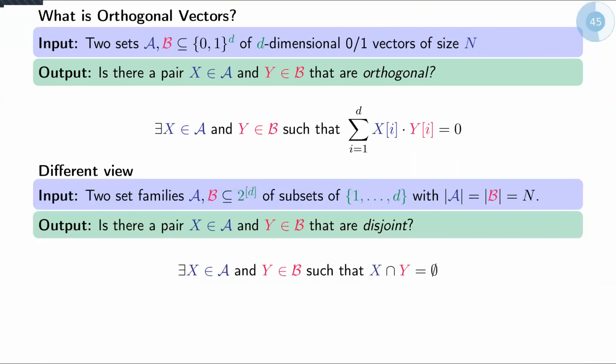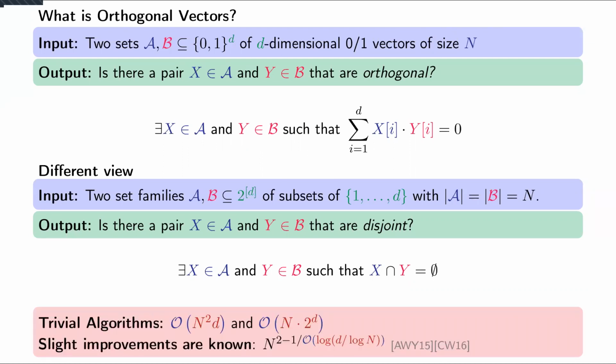You can think about this as a set intersection problem. You are given two families of subsets of a universe, and the goal is to find two sets that are disjoint. The two known trivial algorithms for this problem are the quadratic time one, where you enumerate all the sets in A and all the sets in B, or an algorithm that is exponential in the universe size but linear in n. There are slight improvements known, but nothing that is strongly subquadratic in n when d is sufficiently large.